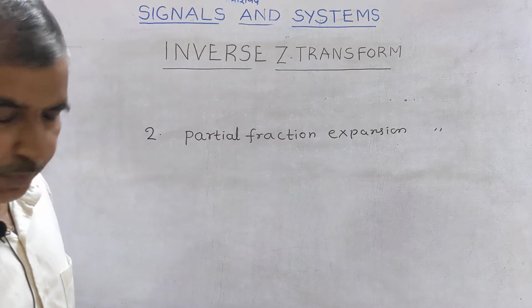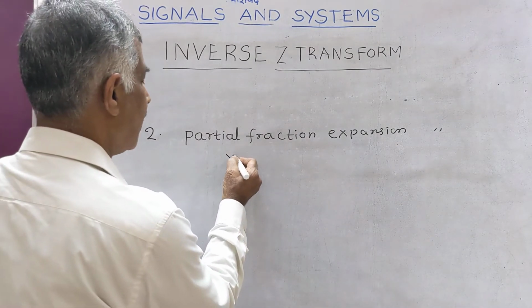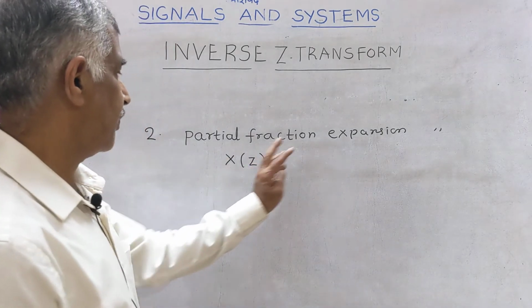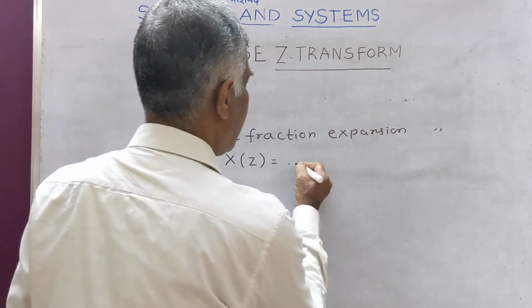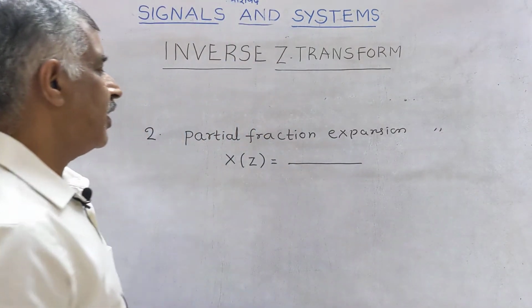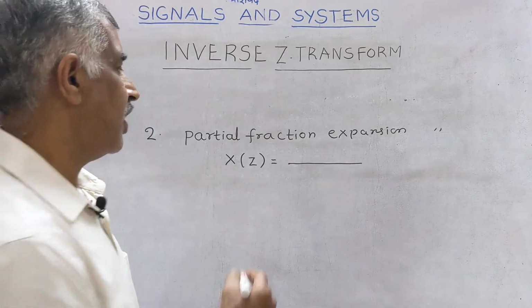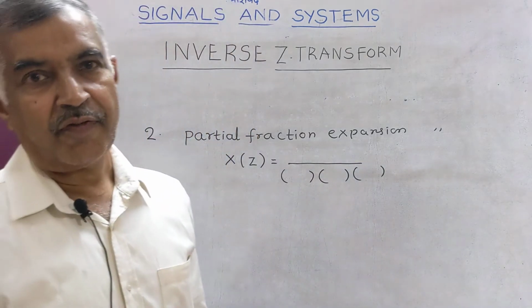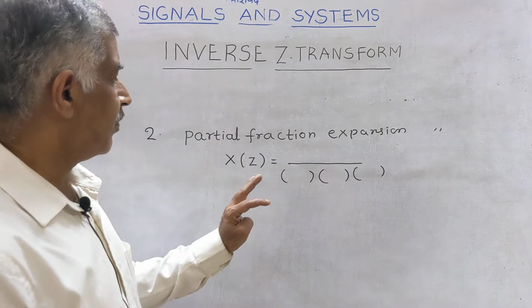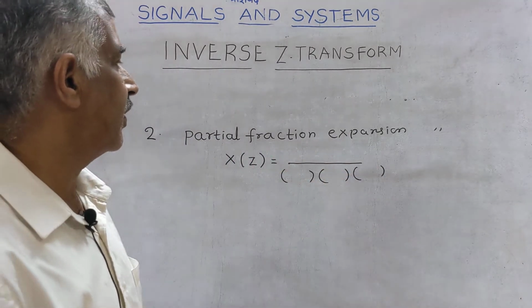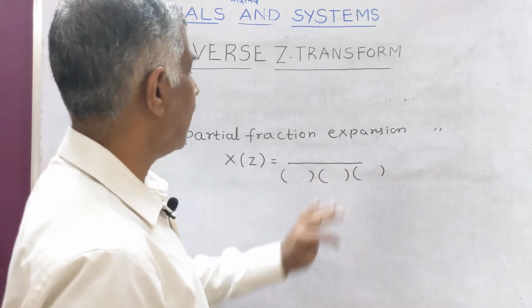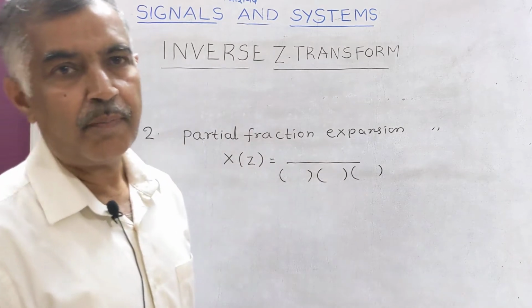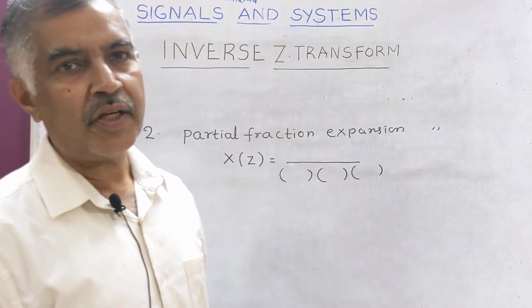In the partial fraction expansion method, students are supposed to know partial fraction expansion well. Initially x of z will be in rational form, numerator and denominator, and it should be possible to factorize the denominator. If factorization is not possible, then this method fails. If it is possible to factorize the denominator, from this we recover x of n. Today I will give an introduction to this method, and in the next class I will take up problems.